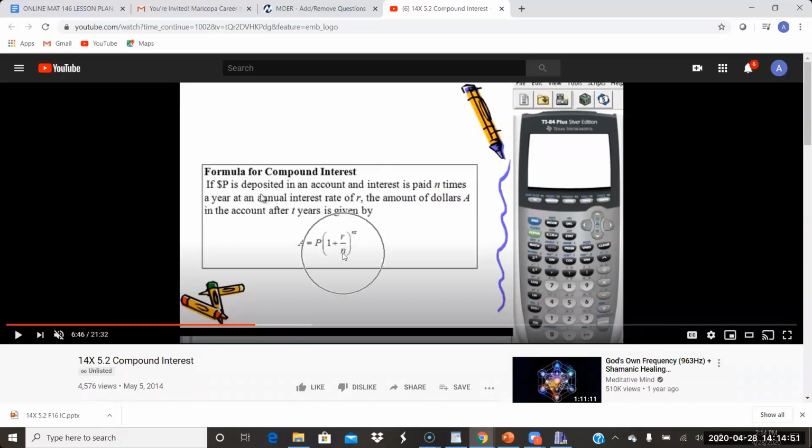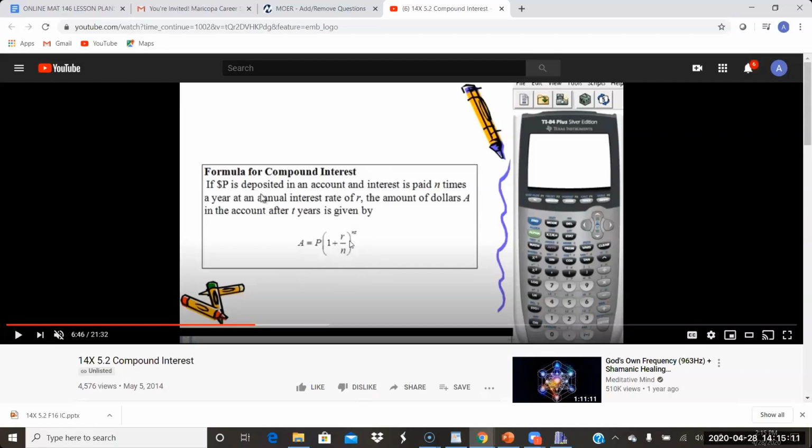And then N would be the number of times a year that something's compounded. So I was walking through those questions before, saying how semi-annually is twice a year, weekly is 52 times a year, daily would be 365 times a year. Okay, so that's where that N is.